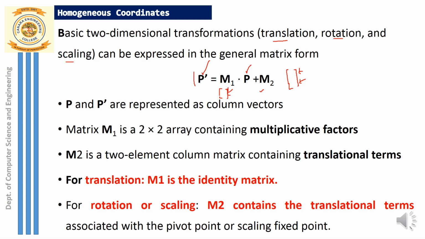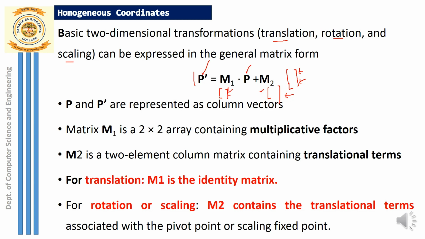So we have here M1 and M2. M1 is a multiplicative matrix, and we are supposed to decide the elements of the matrix M1. Next, the matrix M2 is a column matrix containing 2 elements, and we call this matrix M2 a translational matrix. So this is a matrix containing translational terms.